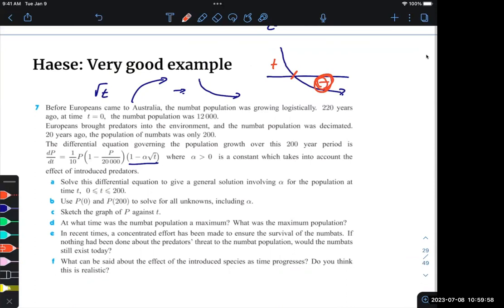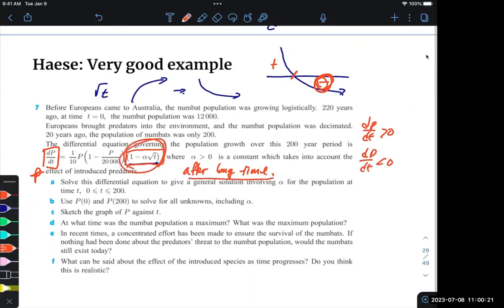So check this out, guys. If I had multiplied this, and after a long period of time, what do you think the behavior of my derivative here is? Do you think it's going to be positive or negative after a long period of time because of this factor? Because of this factor, what do you think?